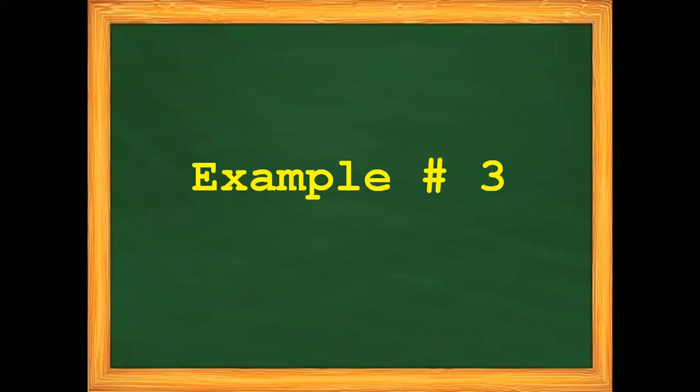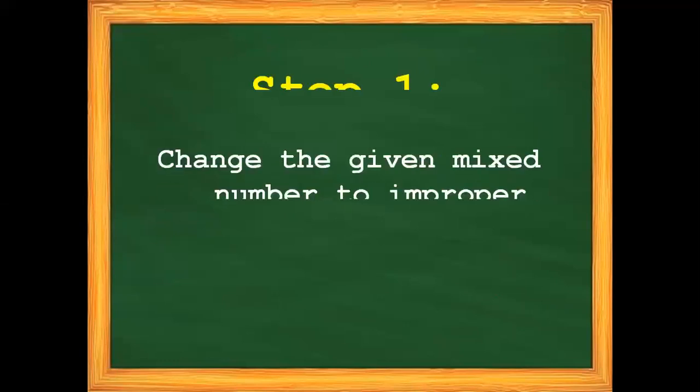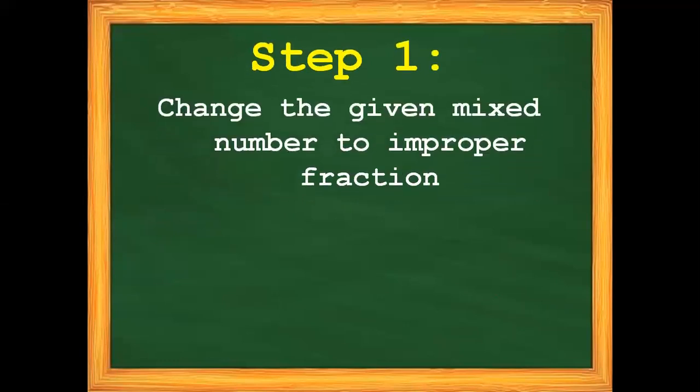Let's proceed with example number 3. Again, step number 1, change the given mixed number to improper fraction. So we have 4 and 5/6 times 18 over 29. Our mixed number here is 4 and 5/6.